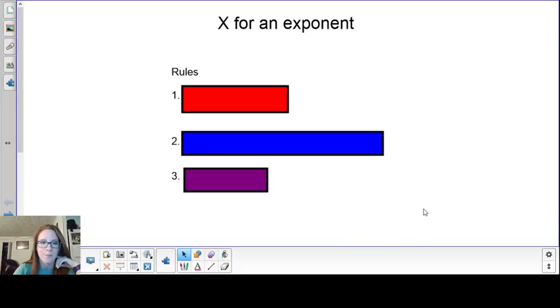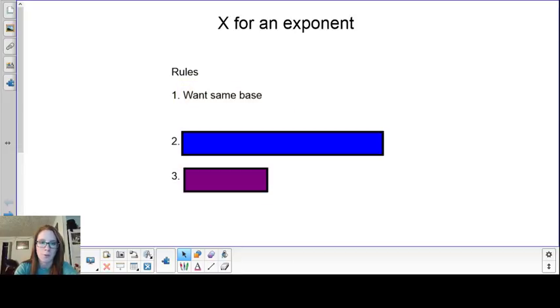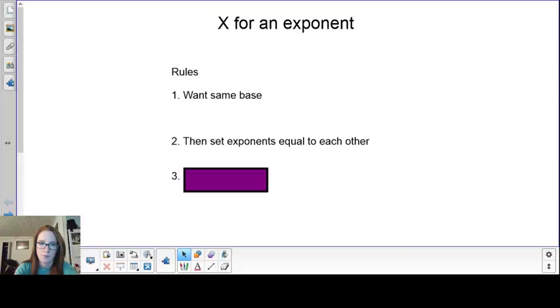Hey guys. Okay, so today we're going to talk about finding x when dealing with exponents. Step number one is we want to get the same base. Step number two, set the exponents equal to each other. Step number three, get x by itself.